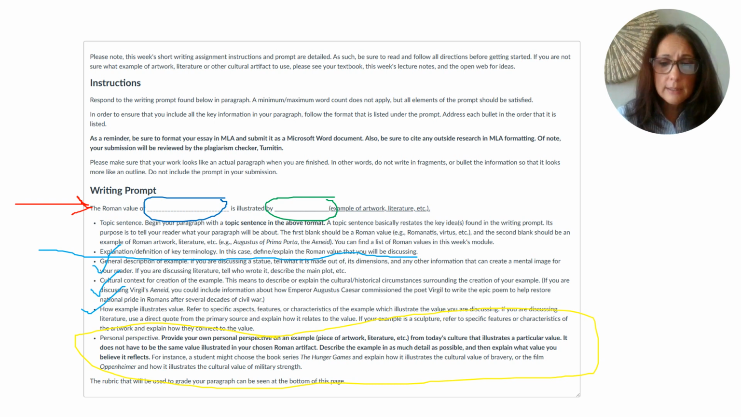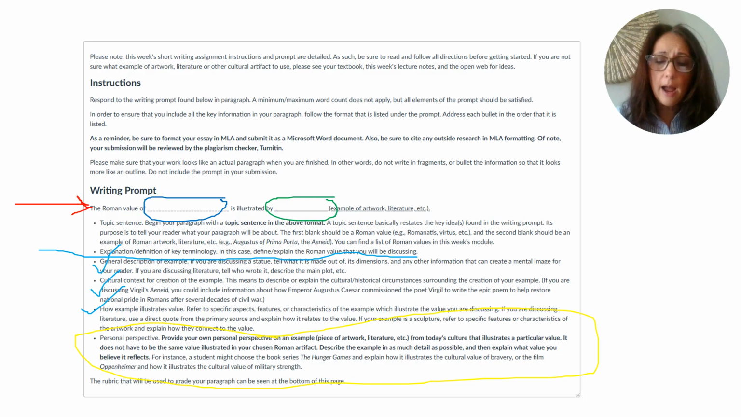For instance, a couple of examples I give in the directions. One is if you are familiar with the books or the films of The Hunger Games, you know that Katniss Everdeen is the embodiment of bravery. She illustrates bravery, courage. That is a value that we hold in American culture.